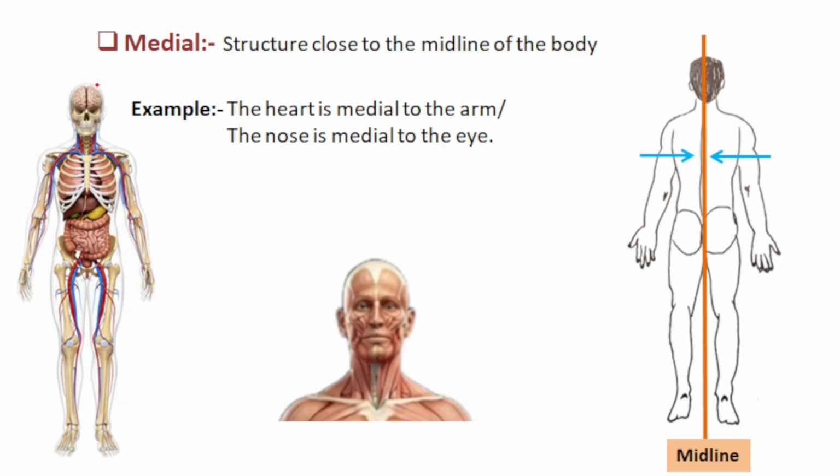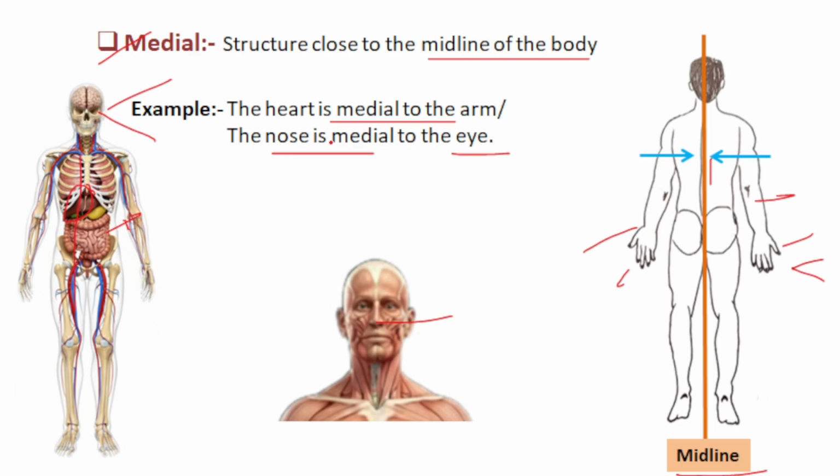The structure close to the midline of the body is called the medial. For example, the heart is medial to the arm or the nose is medial to the eye. See, this is the midline of the body that divides a body into two halves. So both arms are present on both sides of a human body and in the middle there is the heart. So the heart is closer to the midline as compared to the arm. So the heart is medial to the arm or the nose is medial to the eye.